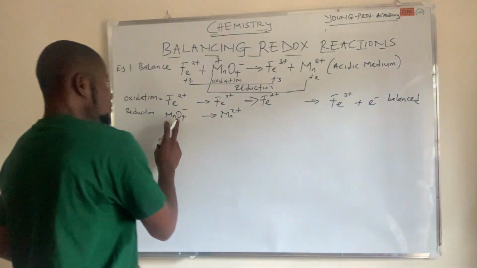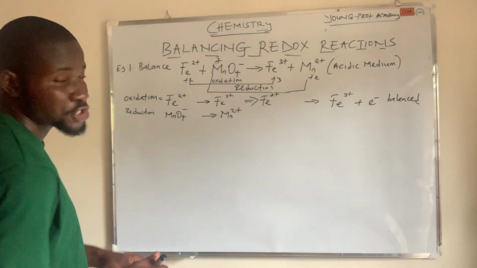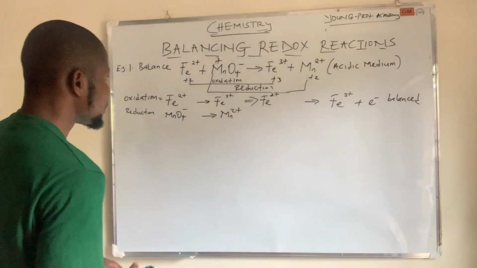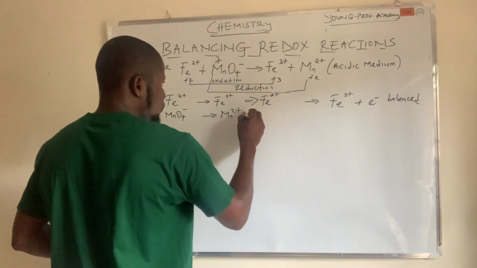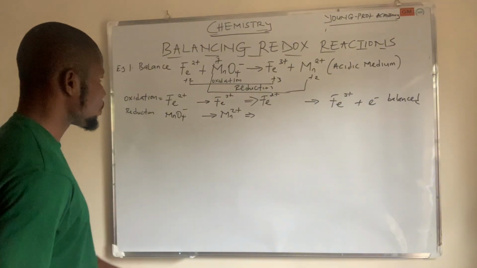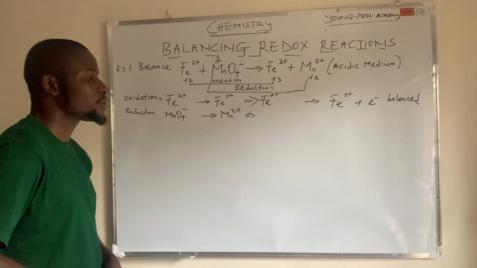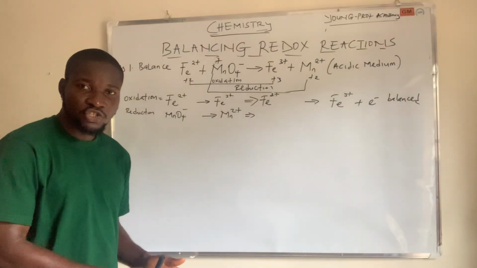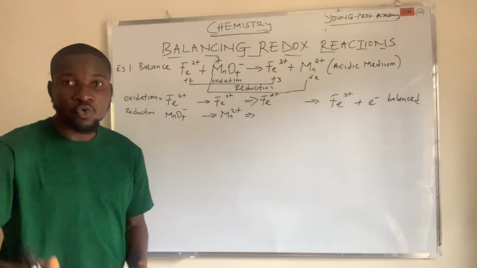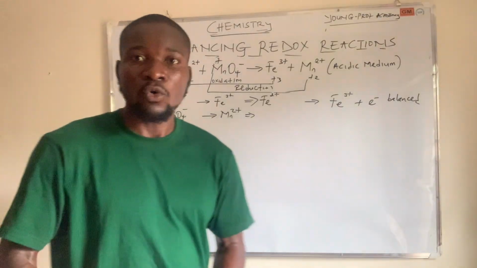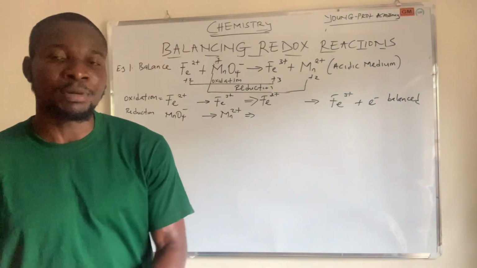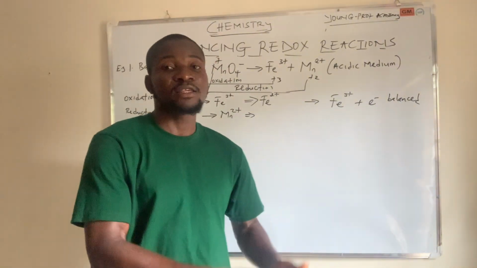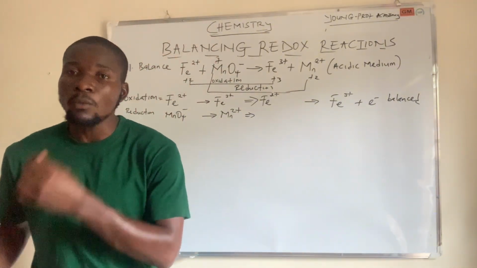So you continue by balancing the reduction part of the equation. Now to balance this, you have to be very careful, because in the third rule in balancing redox reactions, we are told that whenever there is an oxygen, you balance the oxygen by adding equal moles of water. If there is 1 mole of oxygen, you balance by adding 1 mole of water. If there is 2 moles of oxygen, you balance by adding 2 moles of water.